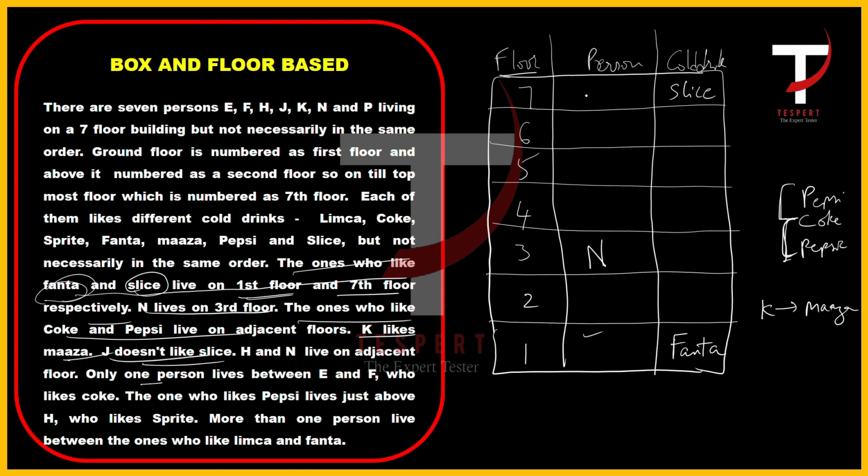Okay, J doesn't like Slice. So J doesn't come here as he doesn't like Slice. So this is ruled out. Yeah. So only one person lives between E and F who likes Coke. So only one person between E and F. Only one person lives between E and F who likes Coke. So here Pepsi, Coke, and Pepsi.